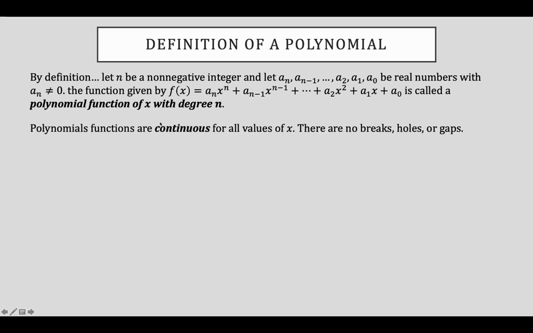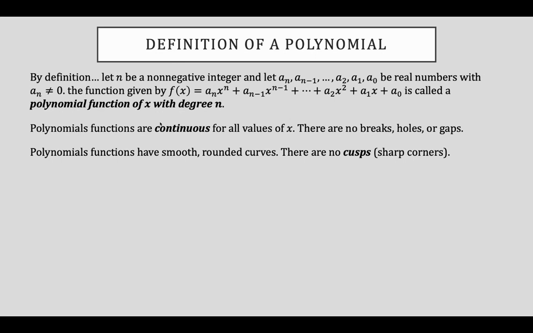Polynomial functions are continuous for all values of x. There are no breaks, holes, or gaps. Also, polynomials have smooth, rounded curves. In other words, there are no cusps or sharp corners.